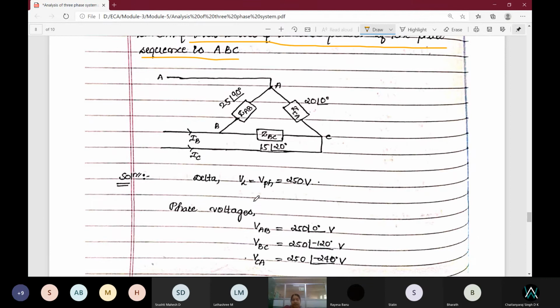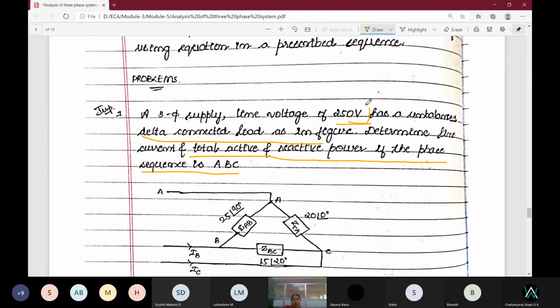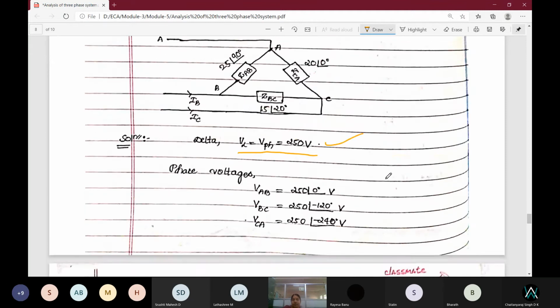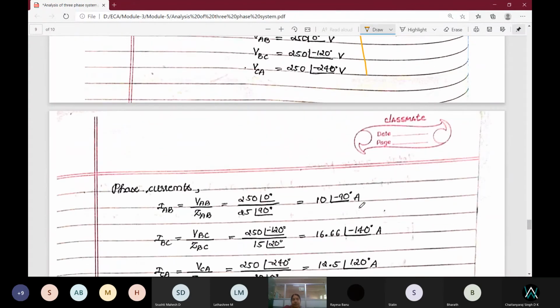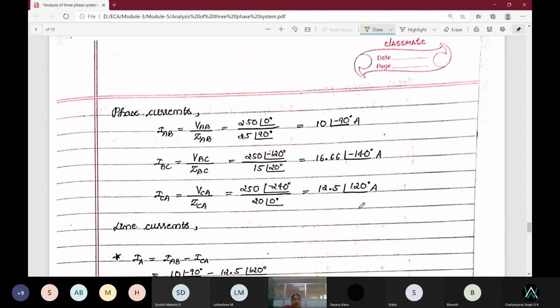In delta connection, line voltage is equal to phase voltage. So if they have given 250 volts, it will come for both line and phase. So I have written as 250. And phase voltages will be 250 at an angle 0, 250 at an angle minus 120 and 250 at an angle minus 240. See here, to find out the phase currents, it's nothing but phase voltage divided by impedance. Just divide the phase voltage by impedance, you will get phase currents.